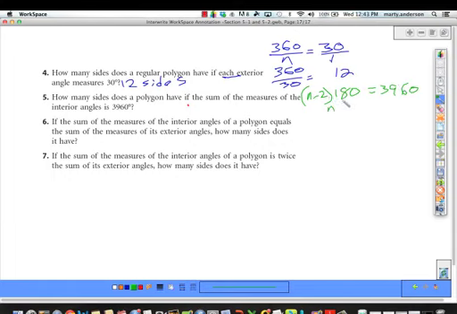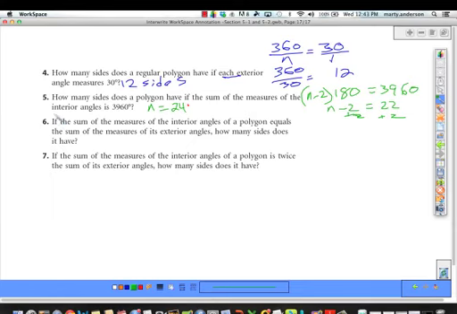Please be careful. It's not a 22-gon. As you may know, we have to add 2 to both sides, plus 2 and plus 2. I get n equals 24. A 24-gon has the sum of the interior angles as 3,960.